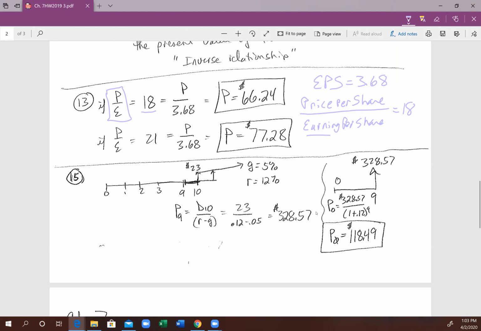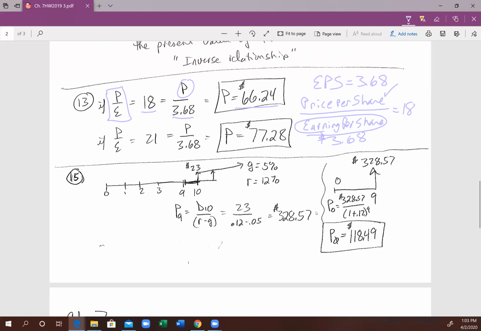So if the earnings per share is $3.68, then we need to find what a P multiple of 18 would imply. Well, you can see why it's called a P multiple, because you're basically multiplying 18 by 3.68 to get P. And a stock that's trading at 18 times earnings, or a P multiple of 18, if their earnings per share is 3.68, then the price would be 66.24.